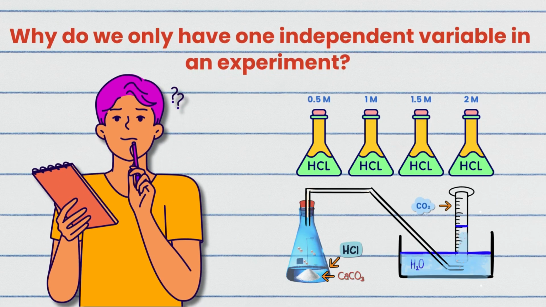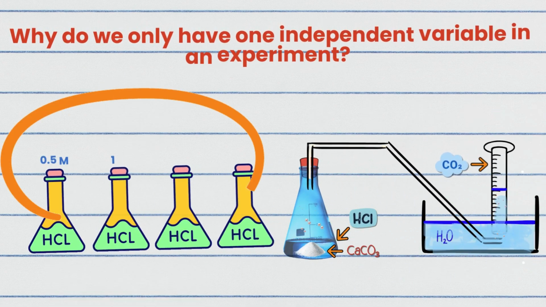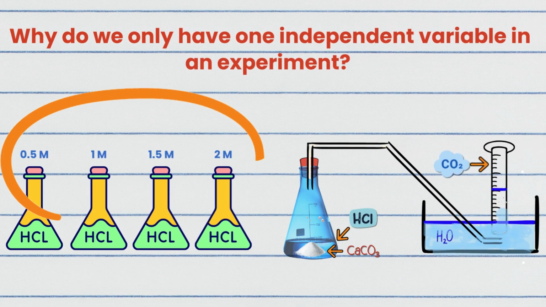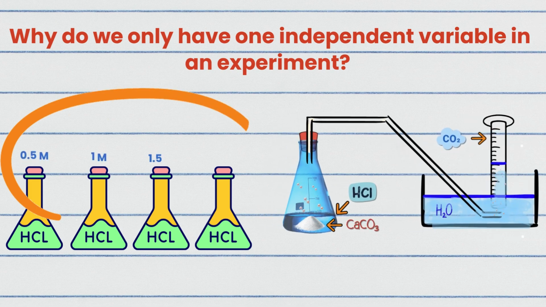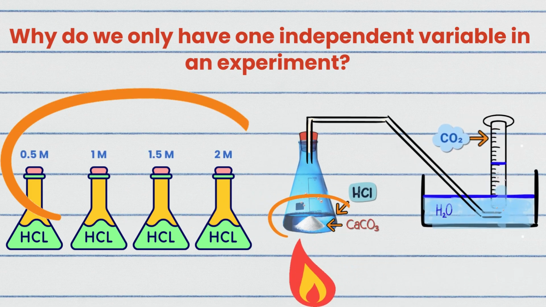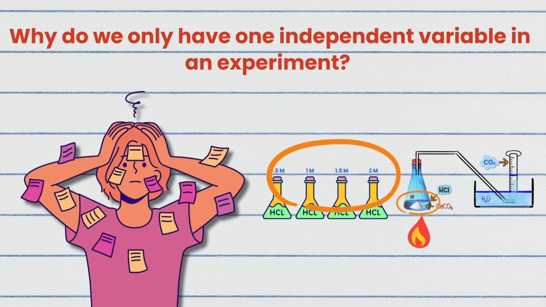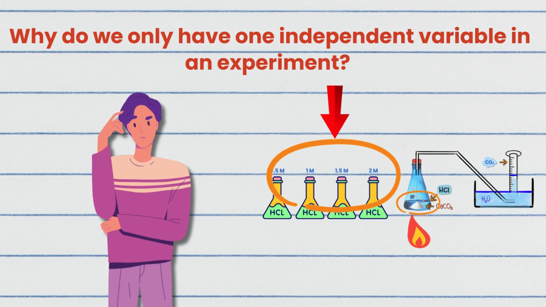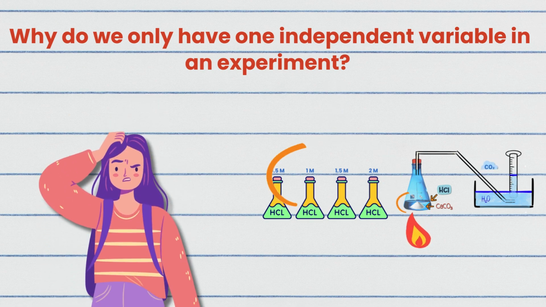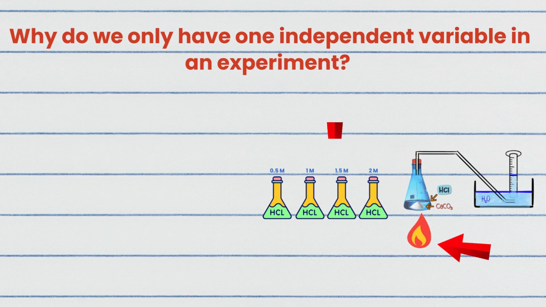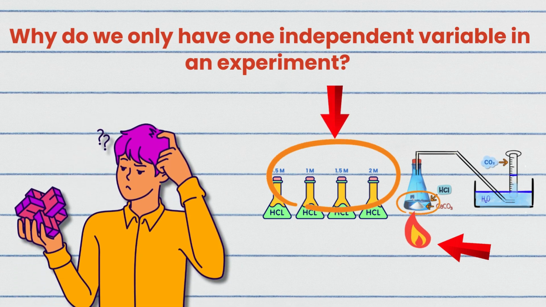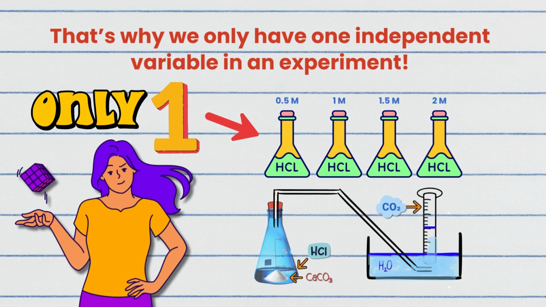Why do we only have one independent variable in an experiment? If we change both the concentration of hydrochloric acid and the temperature of the solution, we would not know exactly what affected the amount of CO2 produced, whether it was because of the acid concentration, the temperature, or a combination of both. That is why we only have one independent variable in an experiment.